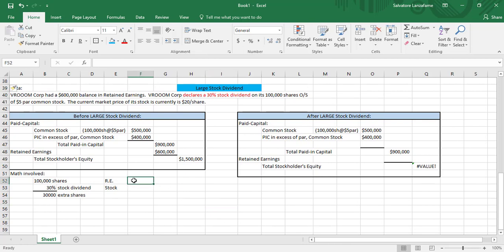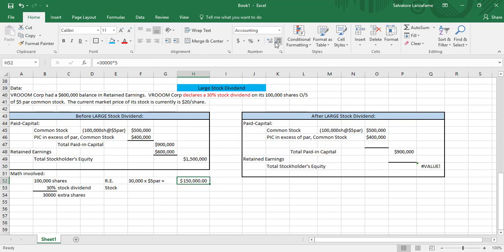So we've got 30,000 extra shares. And what we're going to do is multiply the 30,000 by the par value. And the par is $5. So if we do that math, 30,000 times $5, that's $150,000. And believe it or not, the exact same thing is going to be done for the stock.